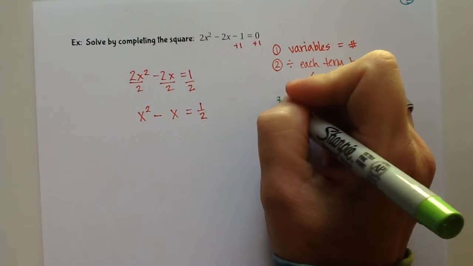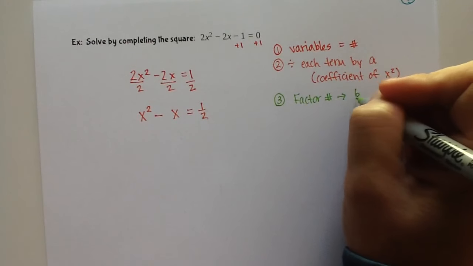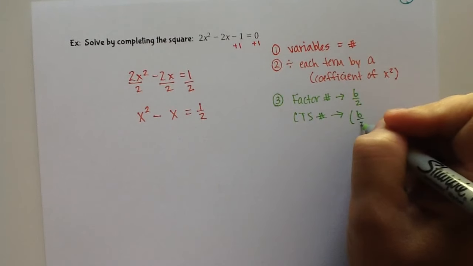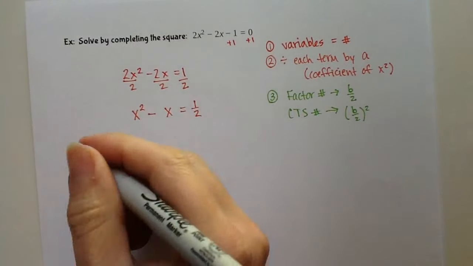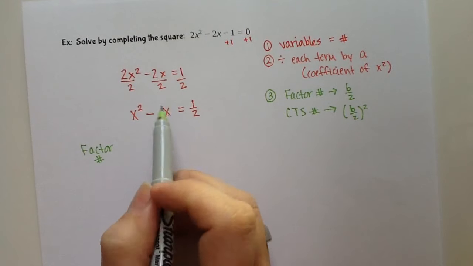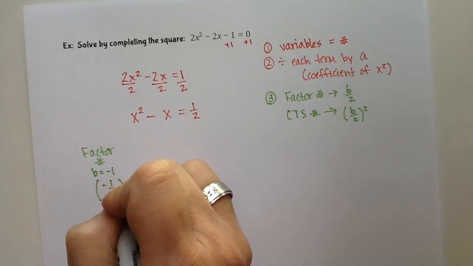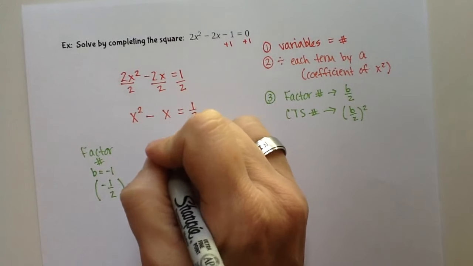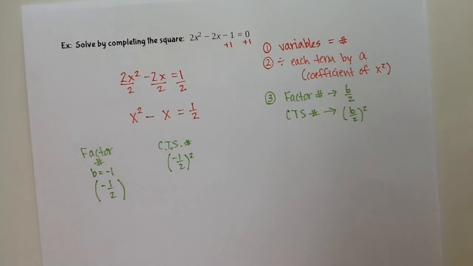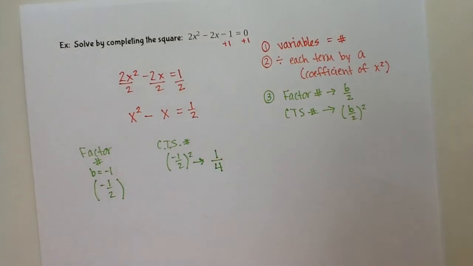The third step is to get the factoring number, which is b divided by 2, and the completing the square number, which is b divided by 2 squared. So my factoring number is going to be b divided by 2. Well, b is -1, so my factoring number is -1/2. My completing the square number, I do that number squared, which would be -1 times -1, which is 1, 2 times 2, which is 4.